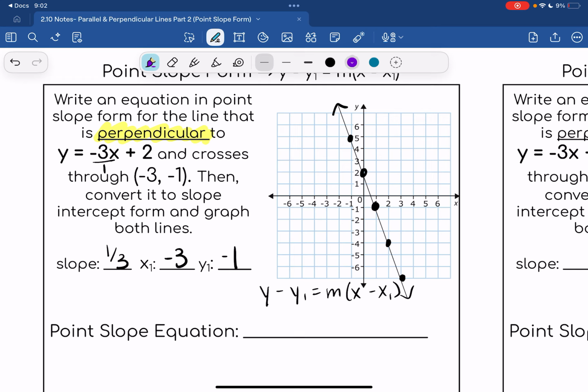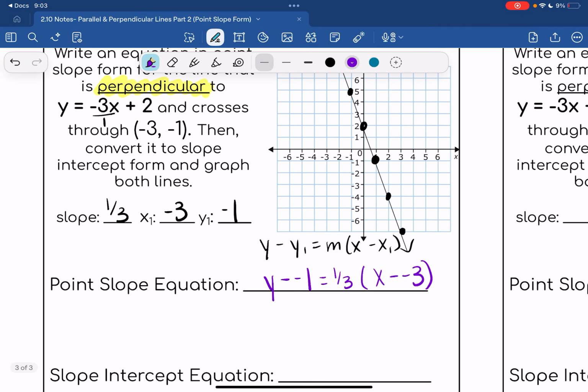So plugging in my three numbers, I'm going to have y minus my y1, which is negative 1, equals m, my slope, which is 1/3, times x minus my x1, which is negative 3. So I've got y minus negative 1 equals 1/3 times x minus negative 3. Subtracting a negative is the same thing as adding a positive. So instead of y minus negative 1, I can flip that to y plus 1. And if you want to do that right away, you can. I just wanted to show you guys in the notes. And then x minus negative 3 is also x plus 3.